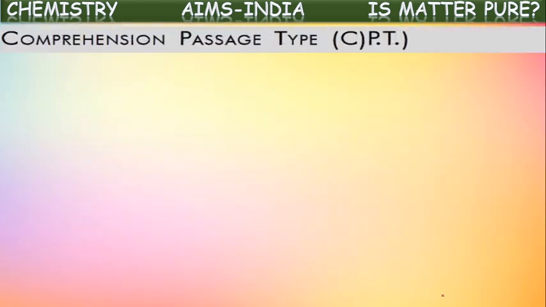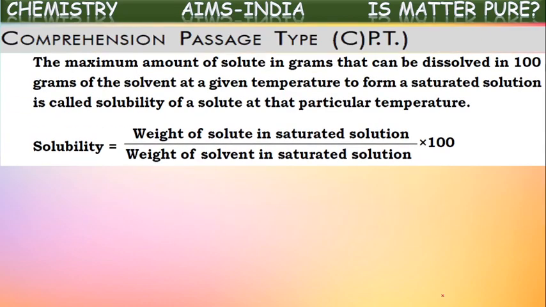Next, comprehension paragraph type questions. Let us see first the paragraph given here. Based upon that, we can see some questions. One of the first ones is, see the paragraph. The maximum amount of solute in grams that can be dissolved in 100 grams of solvent at the given temperature to form a saturated solution is called the solubility of a solute at that particular temperature.